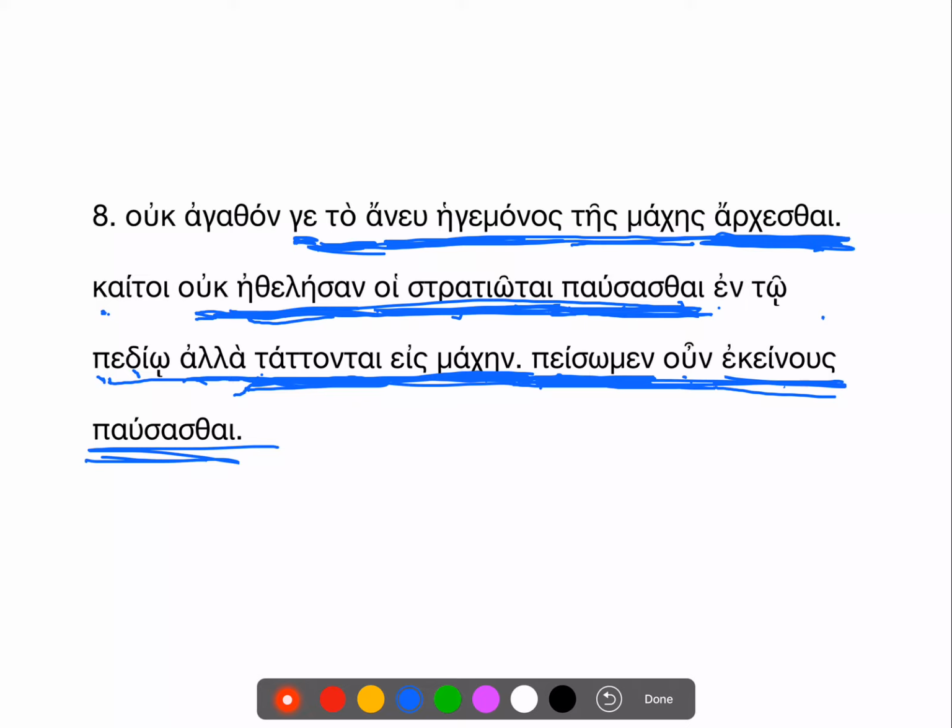All right, let's put the whole thing into order. It is not good to be beginning the battle without a leader. But the soldiers didn't want to wait on the plain, but they are falling into order of battle. Therefore, let's persuade those guys to cease.